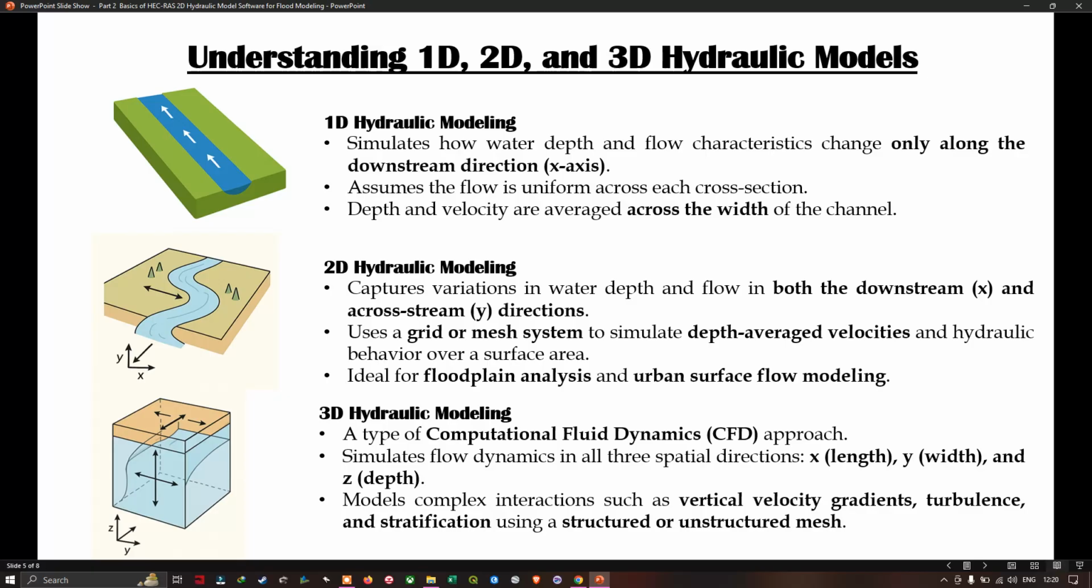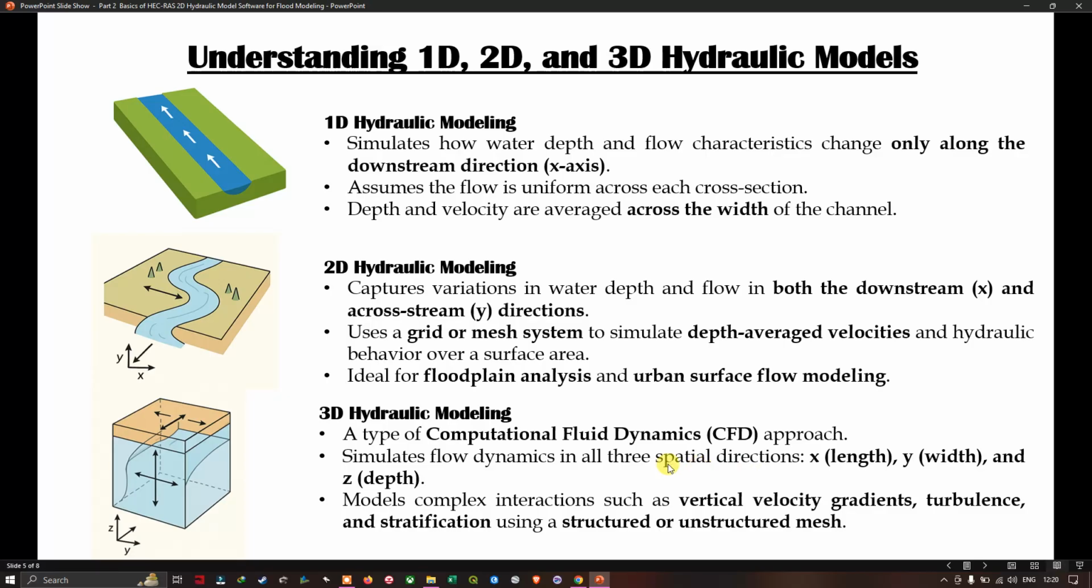And the third is 3D hydraulic modeling. This 3D hydraulic model is a type of computational fluid dynamic approach. It simulates the flow dynamics in all three spatial directions, that is X, Y, and Z. X represents the length, Y represents the width, and Z represents the depth.